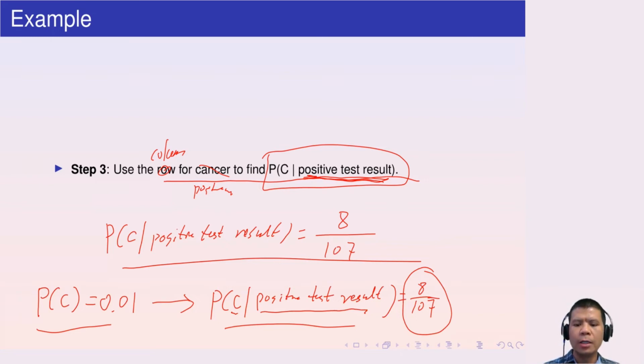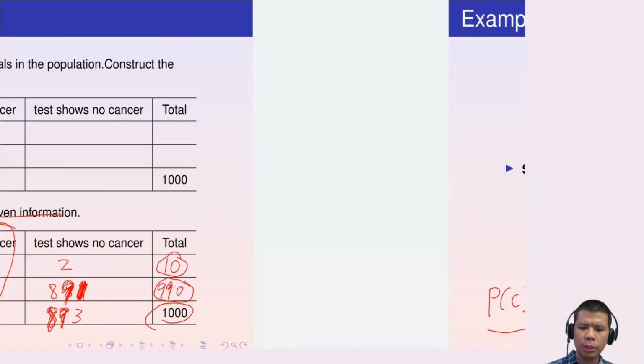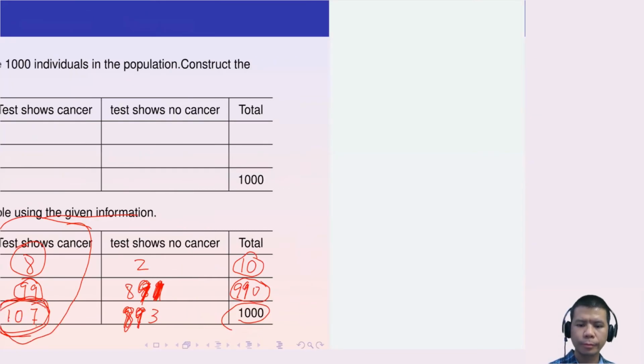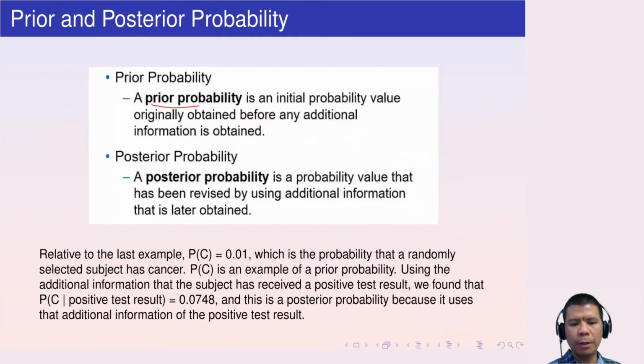The reason why the posterior probability is still very low even with a positive result is that the majority of the people who tested positive, this 107, are false positives. 99 of them show a positive result but do not have cancer, so the majority are false positives. A prior probability is the initial probability value before any information is obtained. The posterior uses some additional information.